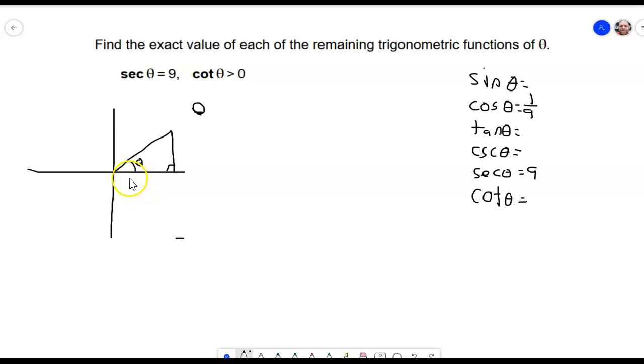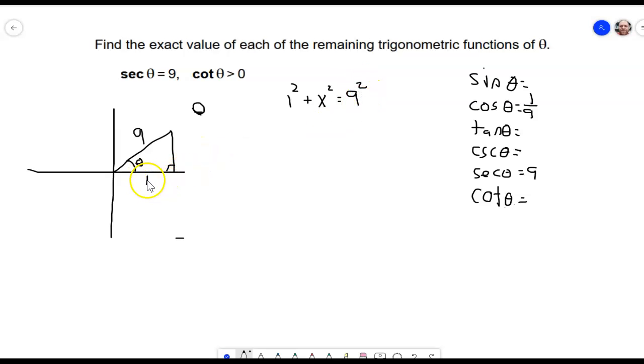And now this is the secant. Remember, I already know what the cosine is, and the cosine, if we remember from SOHCAHTOA, is adjacent over hypotenuse. So this would be the adjacent side, 1, over the hypotenuse, which would be 9. The only remaining side I would need to find is this opposite side, so I could use the Pythagorean theorem. I know 1 squared plus my remaining side squared is equal to 9 squared.